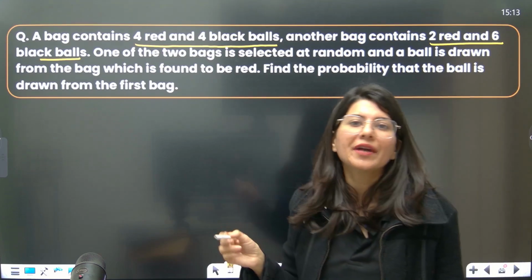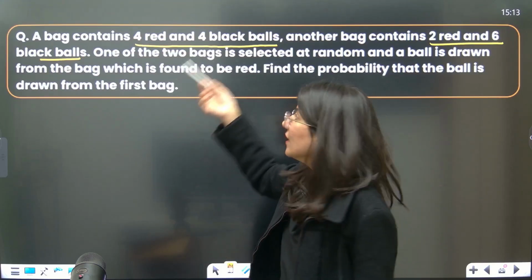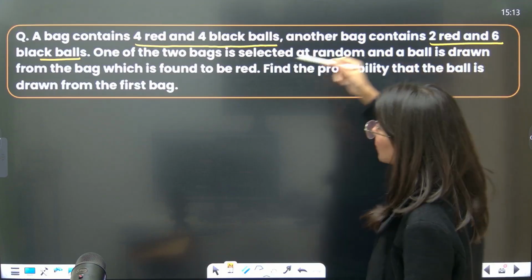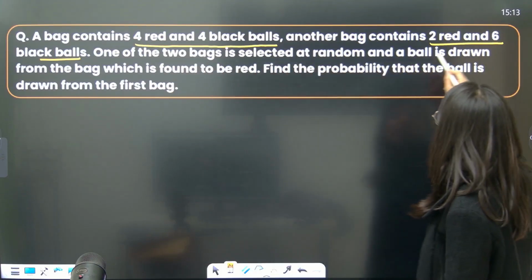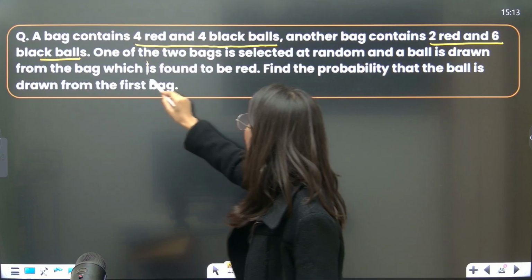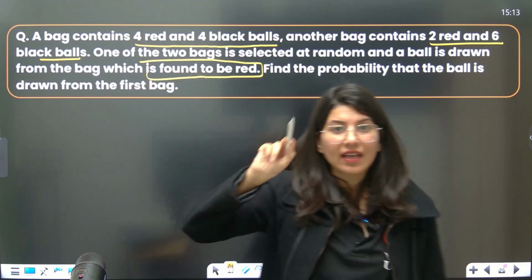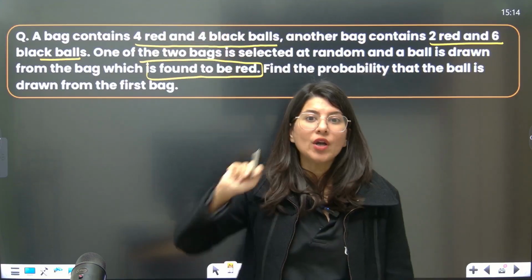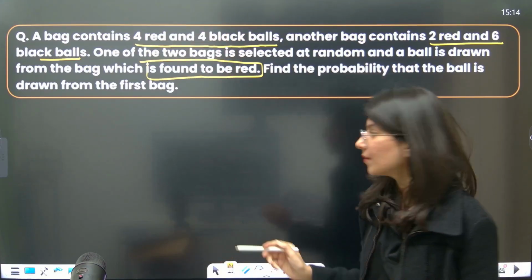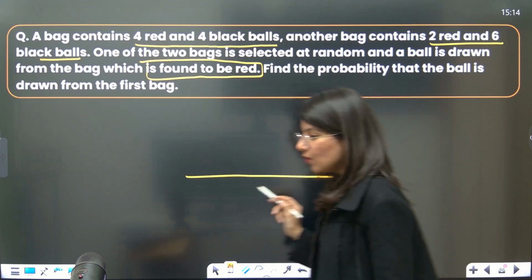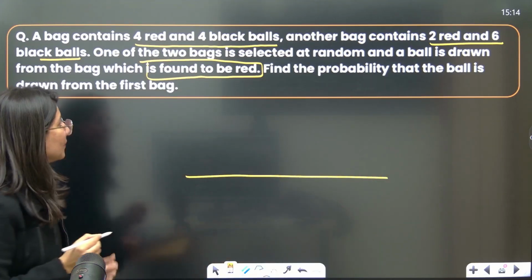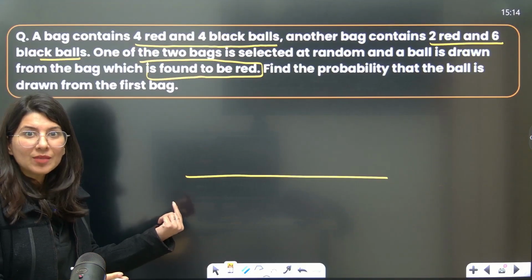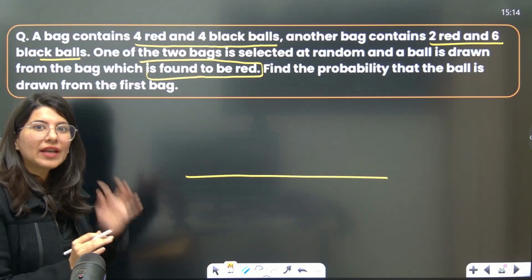First of all, how do you identify this is a Bayes theorem question? A bag is there, another bag is there. One of the 2 bags is selected at random, a ball is drawn and found to be red. This indicates something they have done in the past, and they are claiming that this is fixed. The ball is red. Find the probability that it is coming from bag number 1. So now let me just write. In the denominator, we are going to write the total probability. Remember, we did the total probability theorem. So in the denominator, we are going to write exactly like this.